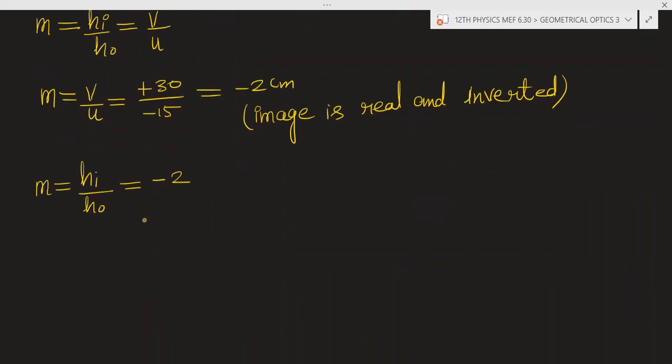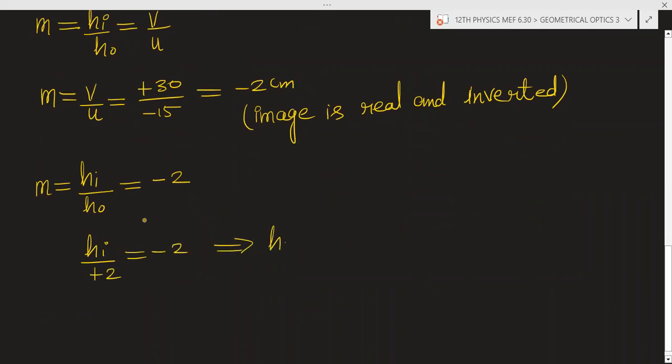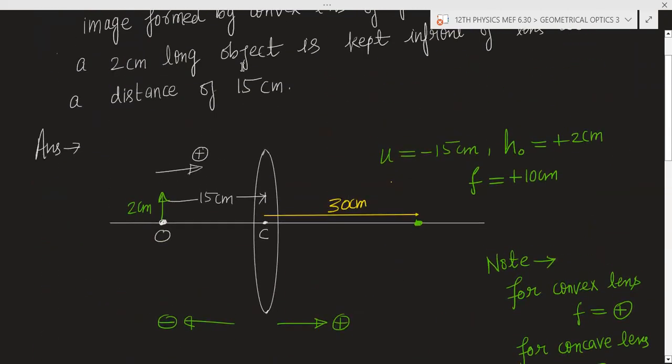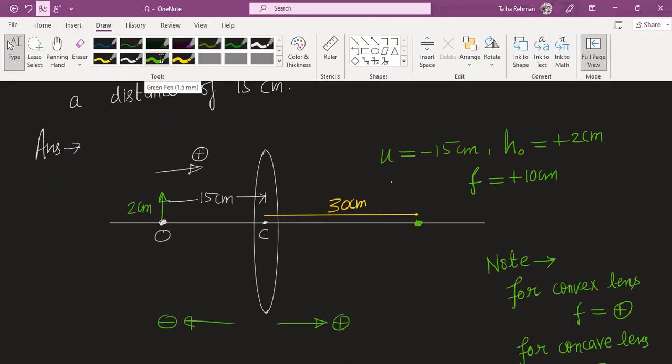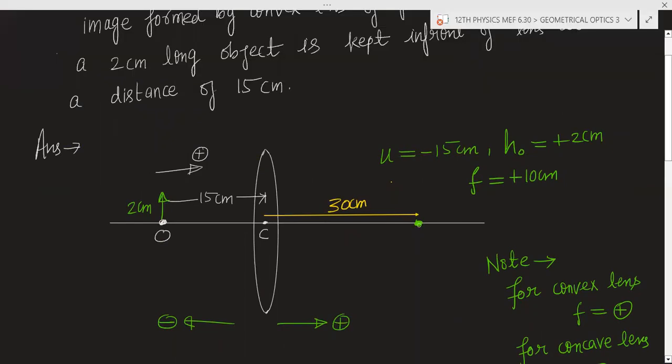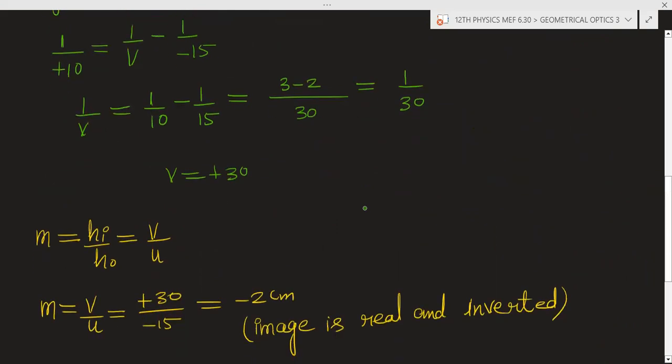Height of object is given as plus 2. So height of image divided by 2 is equal to minus 2. Height of image is equal to 2 times 2, it will become minus 4 centimeter. So height of image is minus 4, and the minus sign indicates the image is formed below the principal axis. At this point the image will form below the principal axis, and the height of the image will be 4 centimeter. This image will be inverted image.